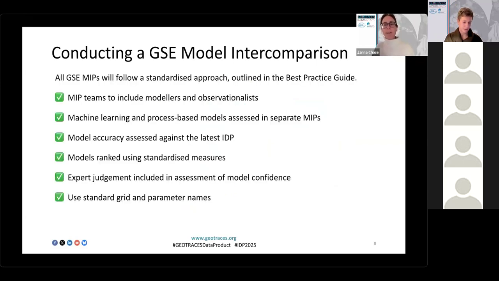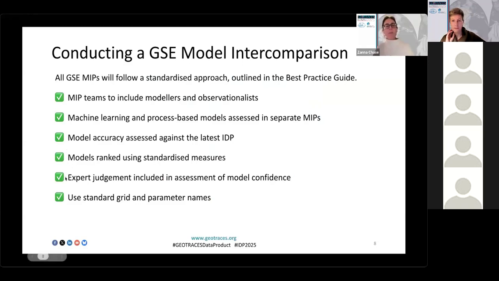They'll be guided by the best practice guide, and the teams will be comprised of both modelers and observationalists. And they will consider both machine learning models and process models, but these different model types will be assessed in separate model intercomparisons. The teams will assess the accuracy of the models against the latest data in the IDP. And they're going to rank the models using standardized measures that are specified in the best practice guide.